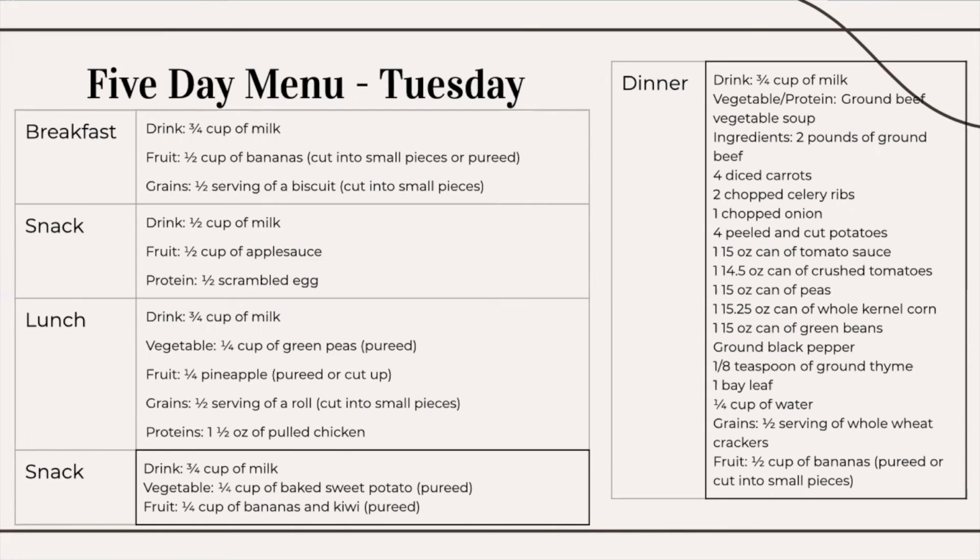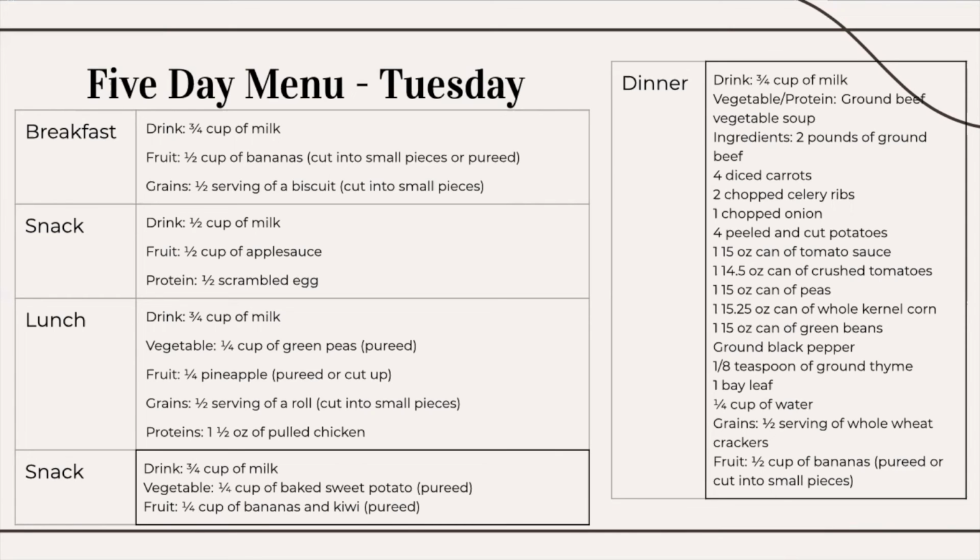So for dinner on Tuesday, I did a vegetable soup with ground beef, so it will cover the vegetable and protein aspects. So it included diced carrots, chopped celery, a chopped onion, 4 peeled and cut potatoes, 1 15-ounce can of tomato sauce, 1 14.5-ounce can of crushed tomatoes, 1 15-ounce can of peas, 1 15-ounce can of corn, and 1 15-ounce can of green beans. And then there's just some spices added in.